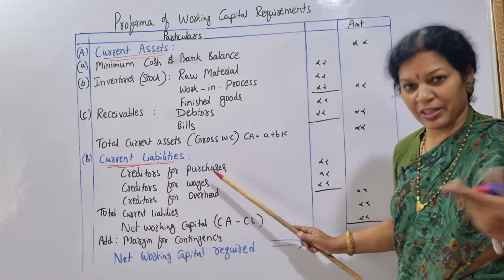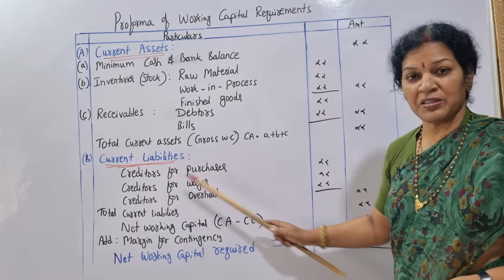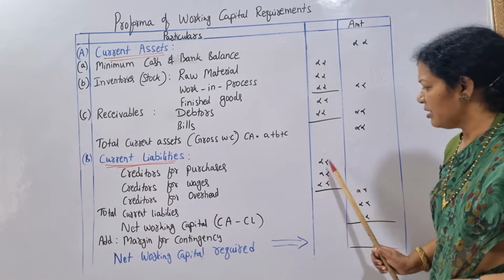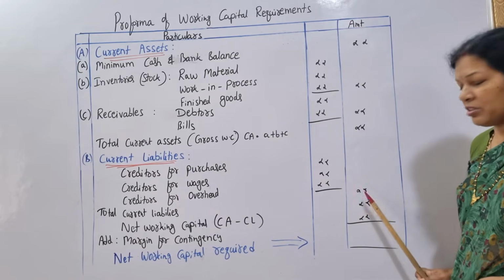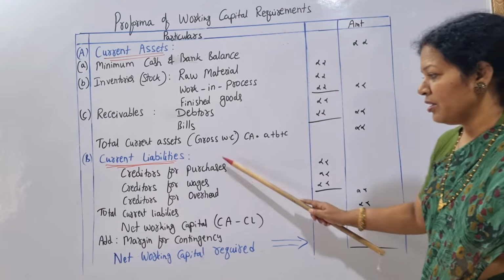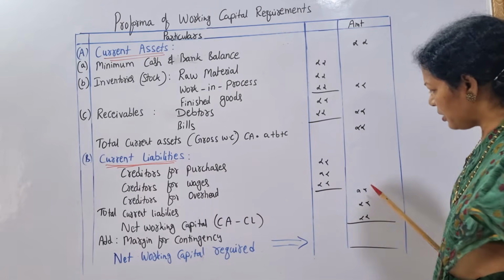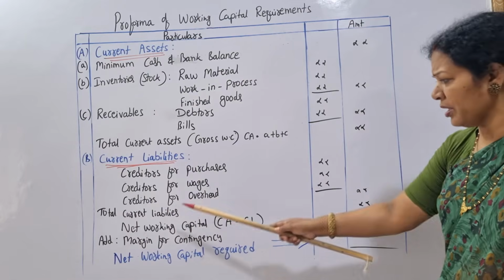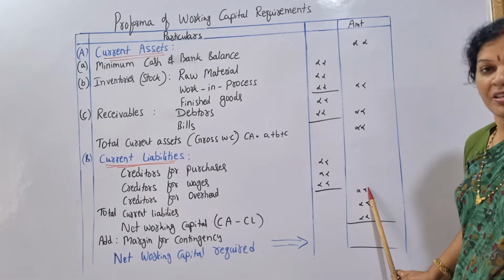Creditors for purchases, say along with me. Creditors for purchases, creditors for wages, creditors for overheads. Only these three. These three we have written in the inner column, and the total is in the outer column. Clear? So this total we call the total current liabilities.